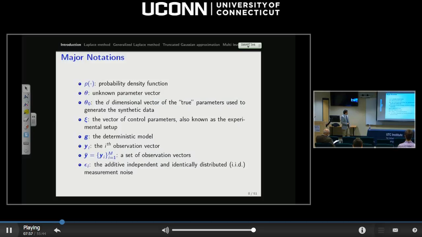Y bar is a set of Yi, so we can do measurements repetitively and collect lots of data. And we assume there's additive noise in the experiment, in the observation. You can ask me questions if you forget what the notation stands for.